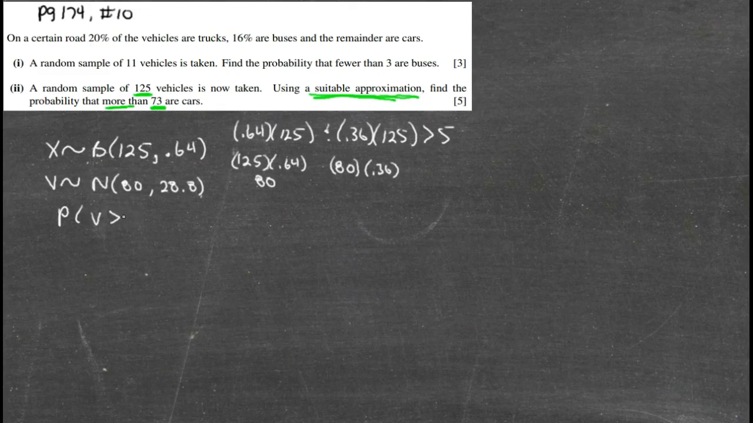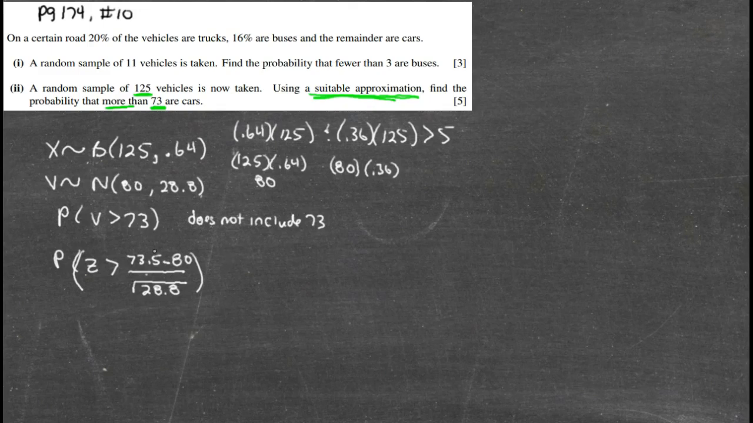I'm trying to find the probability that V is greater than 73. All right, now keep in mind, because of this approximation, we got to make a continuity adjustment. All right, so it does not include the number 3. It's more than 73. So what we've got to do is we've got to pick a number that's half bigger. It's going to be 73.5. And that's going to take away that minus 80 over the square root of 28.8. And then all I got to do is figure out what that number is. Probability of Z is greater than negative 1.211. Well, keep in mind, my table doesn't really deal with negatives.